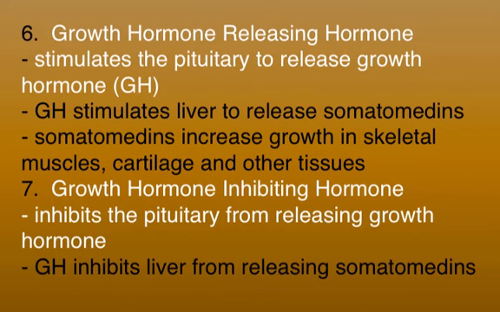6 and 7. The hypothalamus releases two growth hormone regulatory hormones, growth hormone releasing hormone and growth hormone inhibitory hormone. These regulatory hormones control the release of growth hormone from the anterior lobe of the pituitary. When released, they travel through the hypophyseal portal system to the anterior lobe of the pituitary, where they will bind to receptors. Growth hormone releasing hormone will stimulate the release of growth hormone from the anterior lobe, and growth hormone inhibiting hormone will inhibit the release of growth hormone from the anterior lobe.